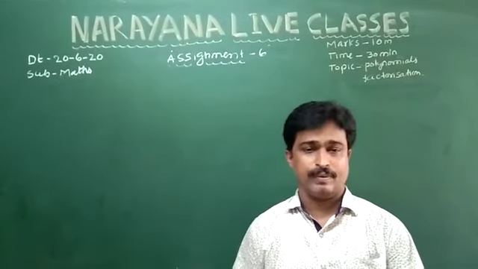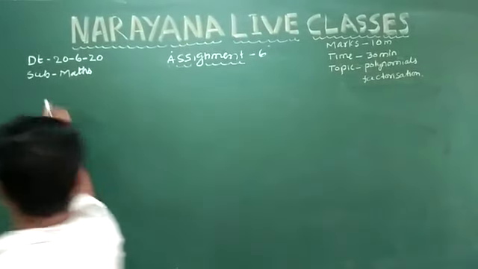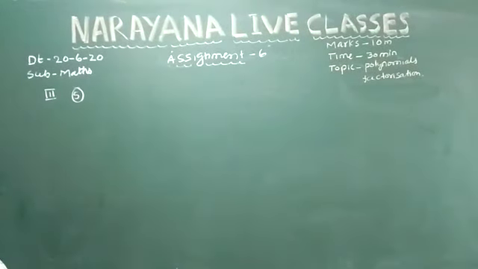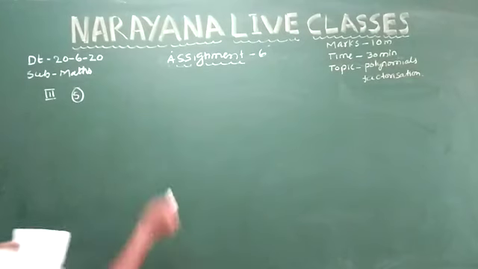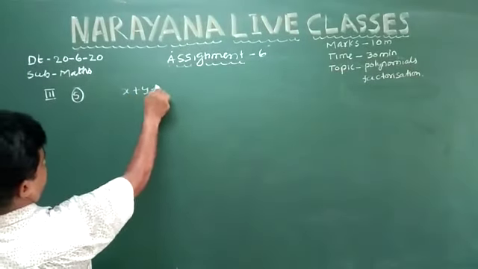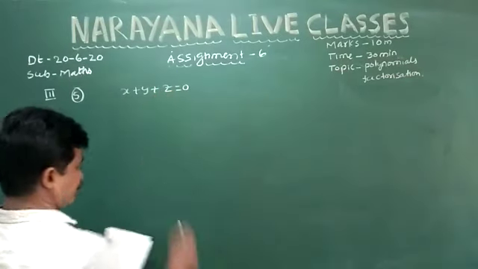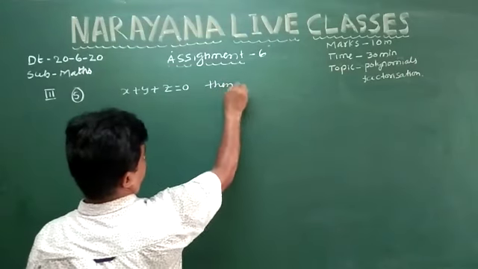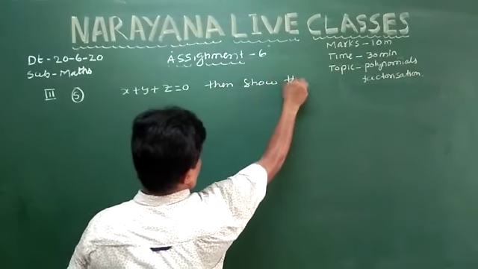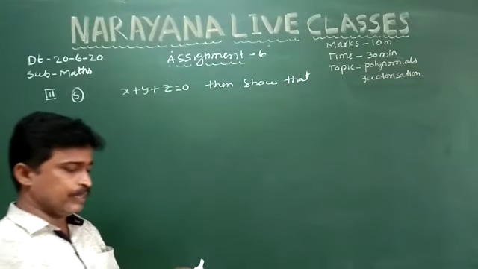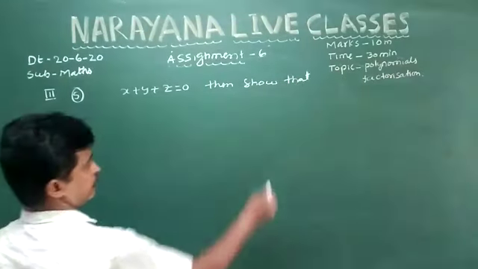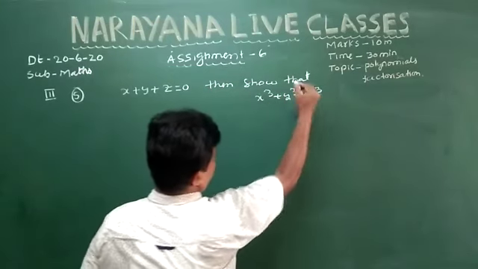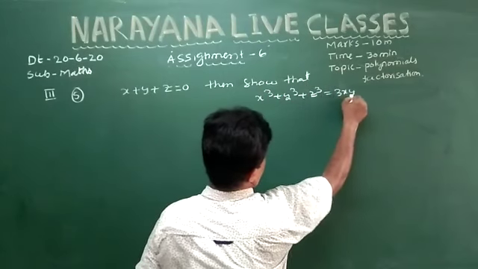Coming to question number 5, Roman numeral 3. If x plus y plus z is equal to 0, then show that x cube plus y cube plus z cube is equal to 3xyz.